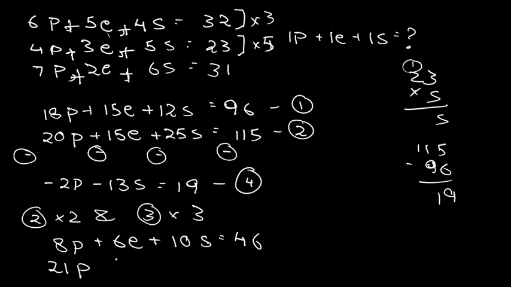So 2e, 2 into 3 is equals to 6e. Okay, plus 6e. And then 6 into 3 is equals to 21, okay, 21s. It is equals to what? 31 into 3 is equals to 93. Okay, so we formed these two equations also.